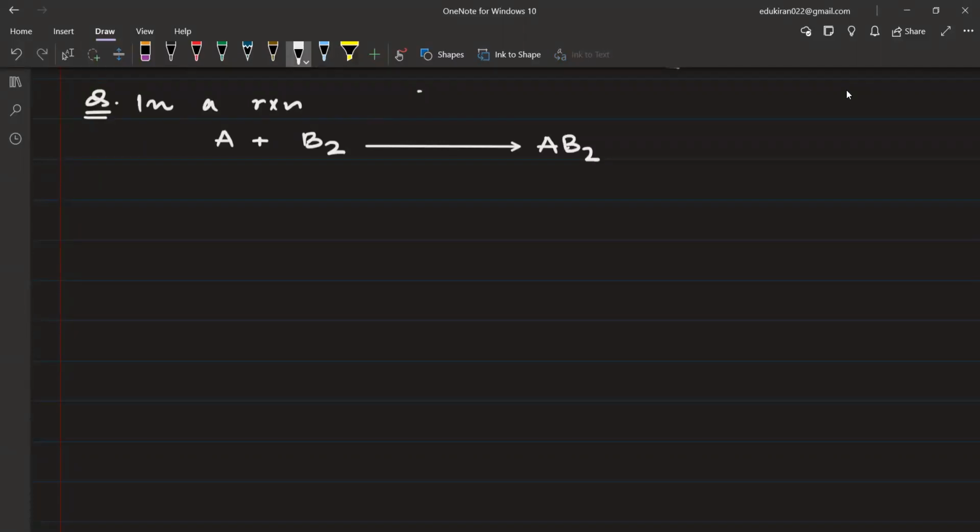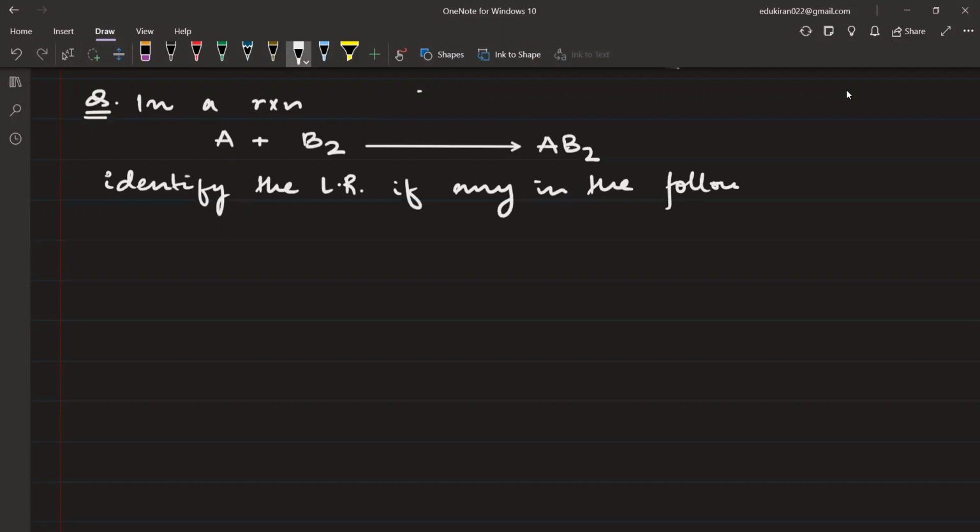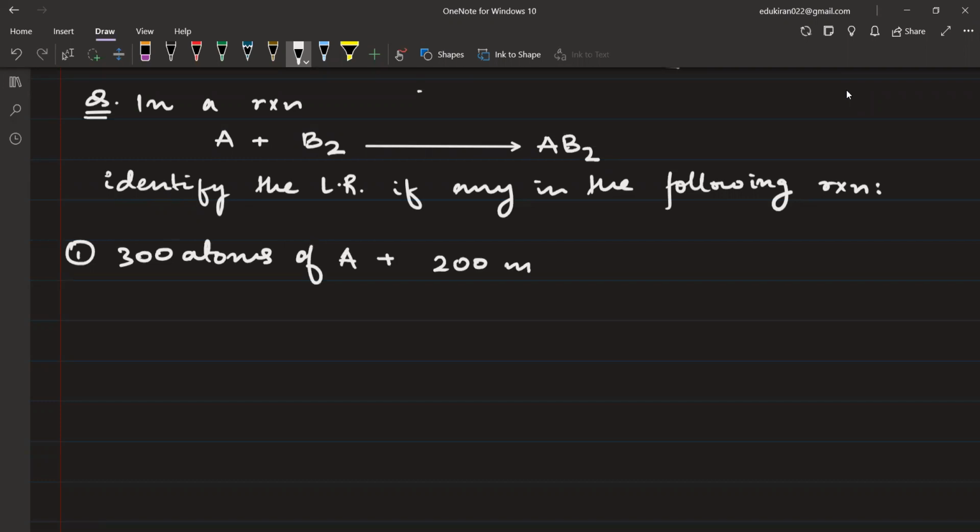So in a reaction, A plus B2 is giving AB2. You have to identify the limiting reagent, if any, in the following reactions. Number one is 300 atoms of A plus 200 molecules of B2. Okay. So first of all, what will we write?